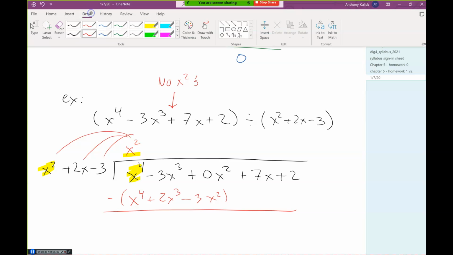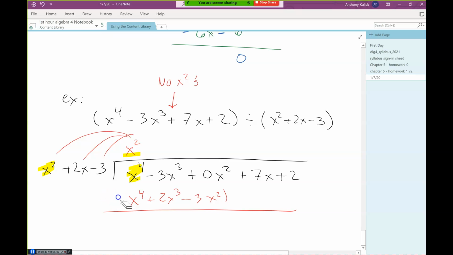And then we want to make sure we distribute through our negative. So negative of a positive is negative. Negative of a positive is negative. Negative of a negative is positive. So x to the fourth minus x to the fourth is 0. Negative 3x cubed minus 5x cubed is negative, so the answer is negative 5x cubed. 0x squared plus 3x squared is still 3x squared. And then I'll bring my last part down.